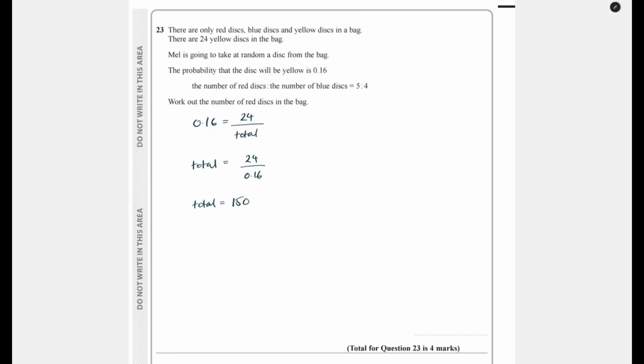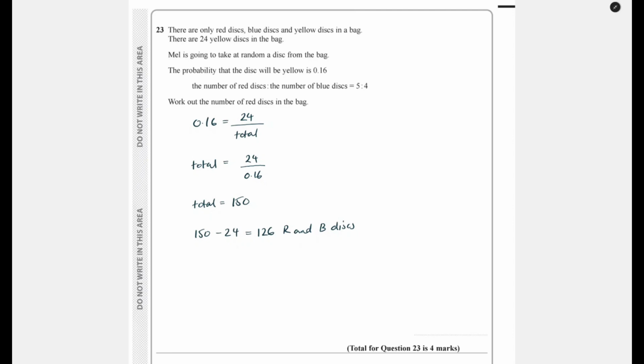Now, we can take away the number of yellow discs. That will be 150 minus the 24 yellow discs, and that's equal to 126, and that is the total number of red and blue discs.